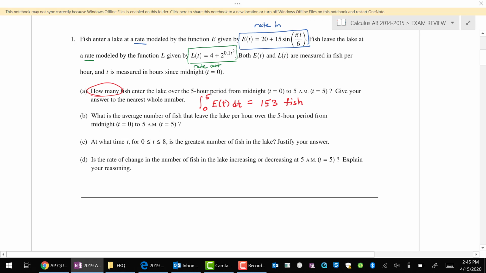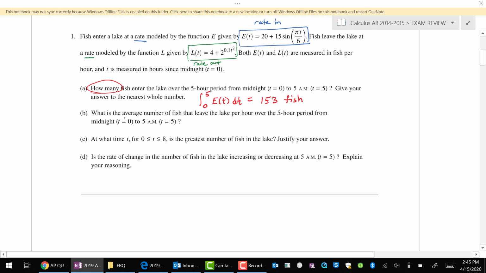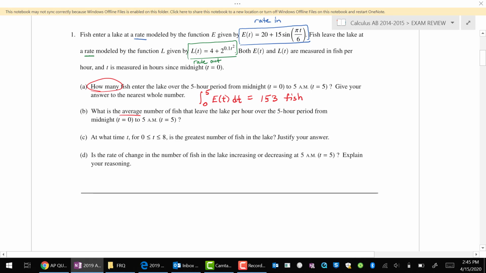Now, letter B, what is the average number of fish? And that word average is very, very important. Don't forget the average value formula of a function. Average value is the integral divided by some interval. And it's the same 5-hour period. So we're going to have that same number.